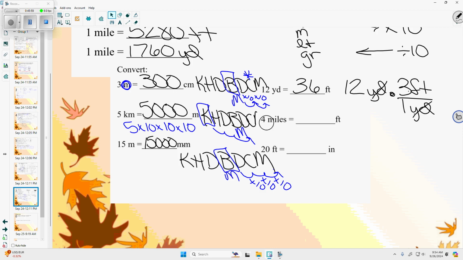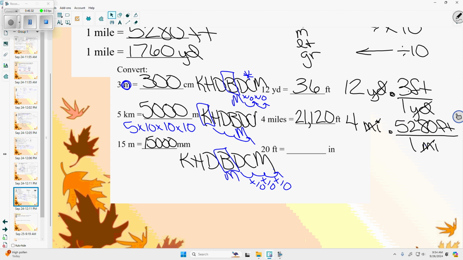How am I going to change that into feet? There you go. And again, I'm writing up the dimensional analysis. You don't have to write it. You need to understand that you got to multiply by the 5,280 because each one of those miles has 5,280 feet in it. What do we get for a total then? That okay?